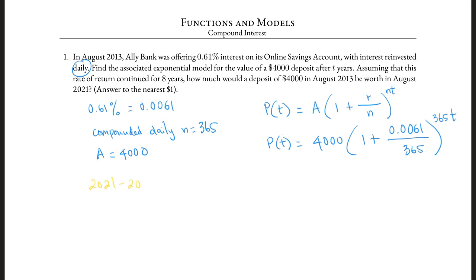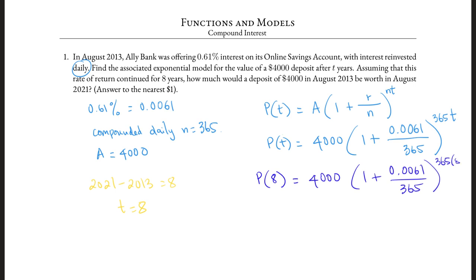2021 minus 2013 is 8, and so in this case, t is 8 years. We are looking for the amount after 8 years. We simply plug in 8 into t because t is the number of years. 4,000, 1 plus 0.0061 over 365. Close it. Raise to 365 times 8.